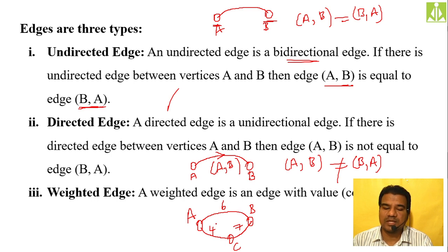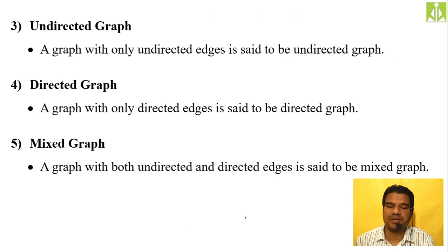So in this way the distance between two vertices, or the cost value between two vertices, we represent on top of the edge. Such a represented graph we can say has weighted edges. So edges are of three types: undirected edges, directed edges, and weighted edges. We discussed the three. Then undirected graph.